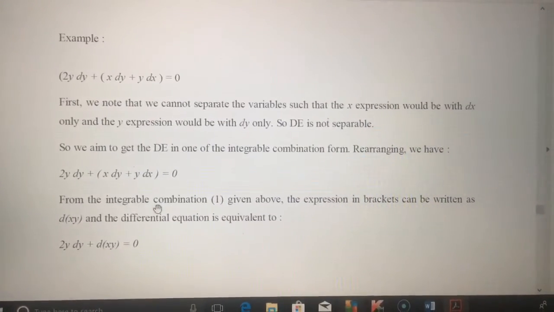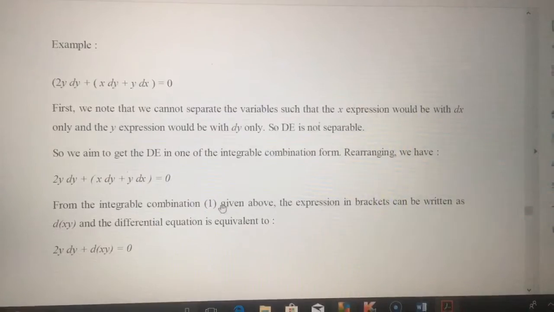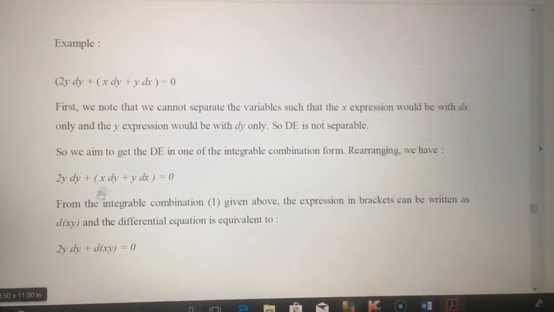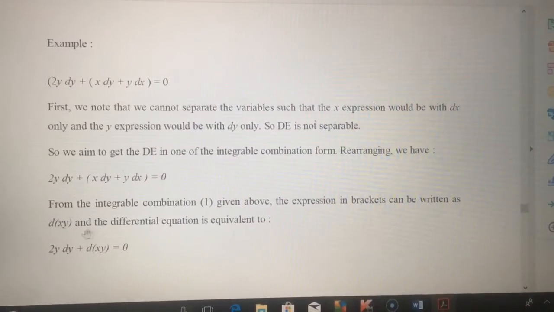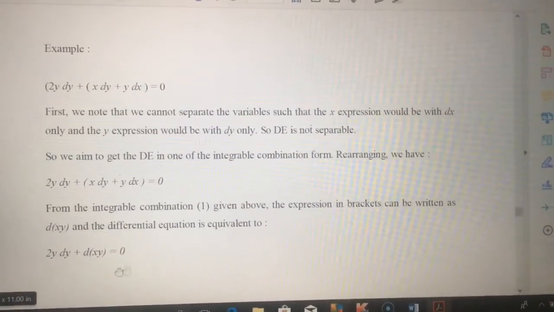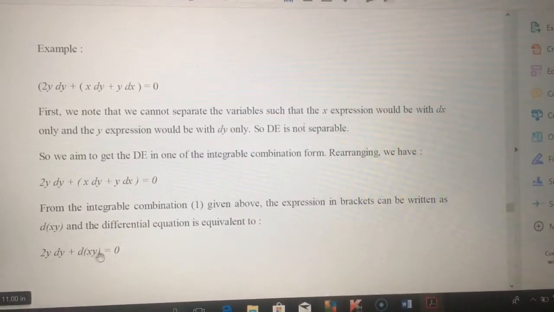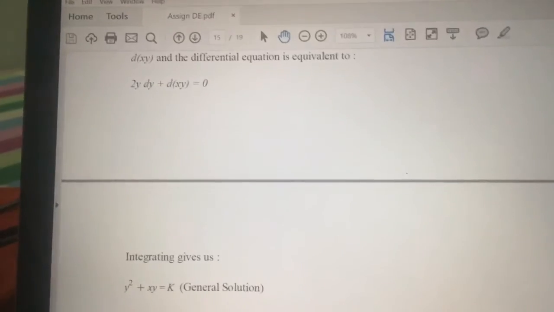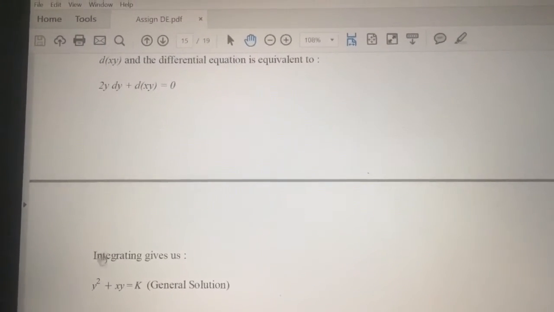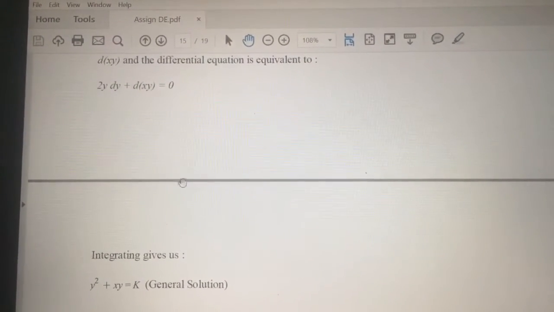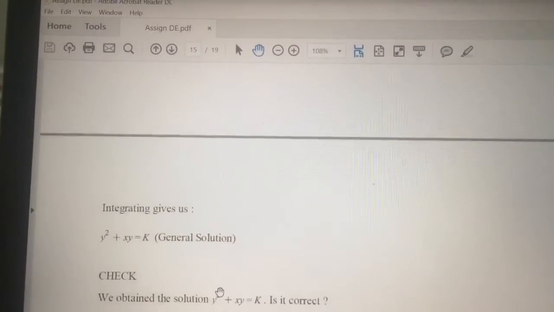From the integrable combination, the expression in the bracket can be written as d(xy). This combination we will write as d(xy), and we will form the new equation with 2y dy plus d(xy) equal to 0. After we get this differential equation, we will integrate this equation and it will lead to this answer, and we call it the general solution.